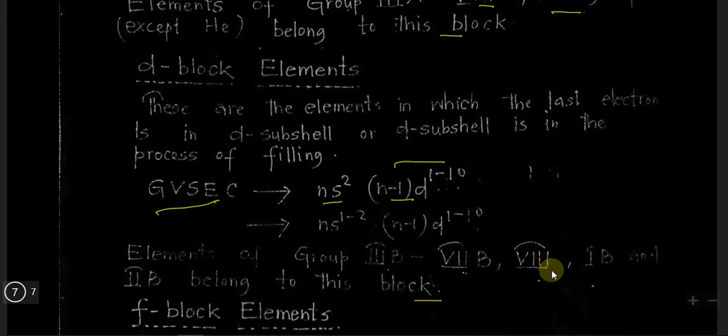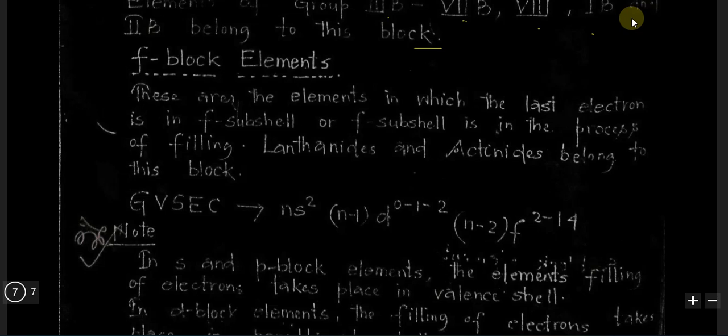Then F block elements are elements in which the last electron is in the F subshell, which is in the process of filling. Lanthanides and actinides belong to this block. The general valence shell configuration is ns2 (n-1)d0-1 (n-2)f2-14.